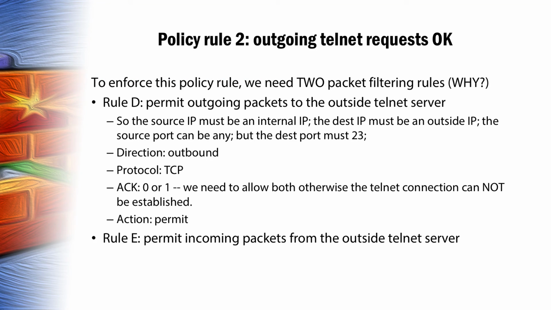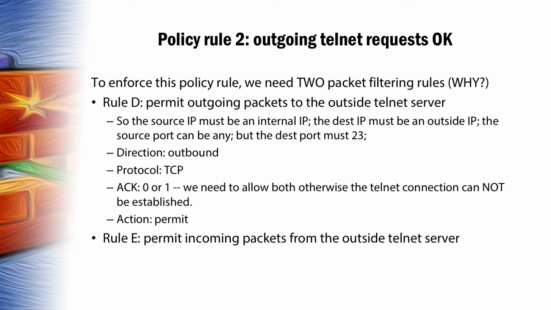In our rule set, we also identified that outgoing telnet requests would be permitted. To make this rule work, we actually need to have two packet filtering rules in our firewall. Since this is the case, you can see the rule set above, Rule D, will be allowing outgoing packets to the outside telnet server.